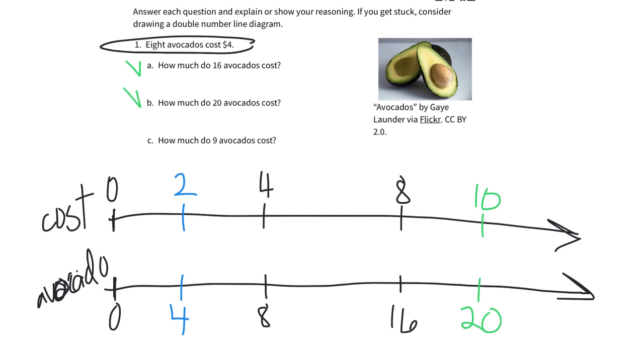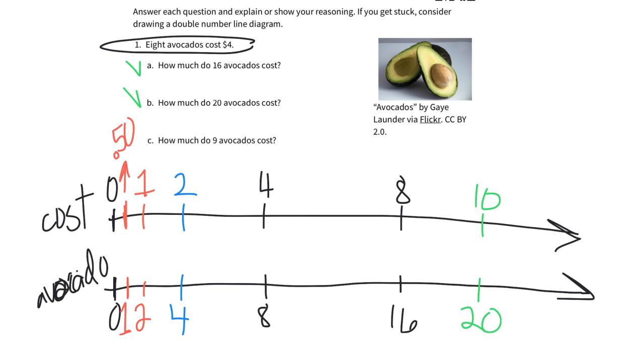Now the next question is, how much do 9 avocados cost? Oh my goodness. Well, I can continue with this little ratio. I can cut this in half. If 4 avocados cost $2, that means 2 avocados costs $1. And I could cut it in half even one more time and say 1 avocado equals, oh my goodness, right here is 50 cents.